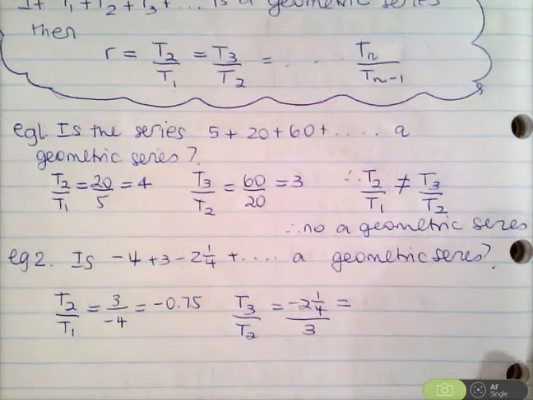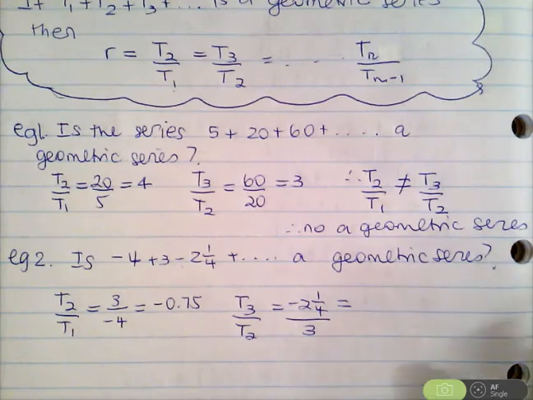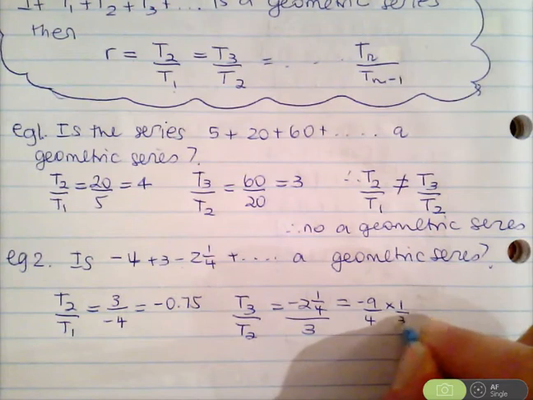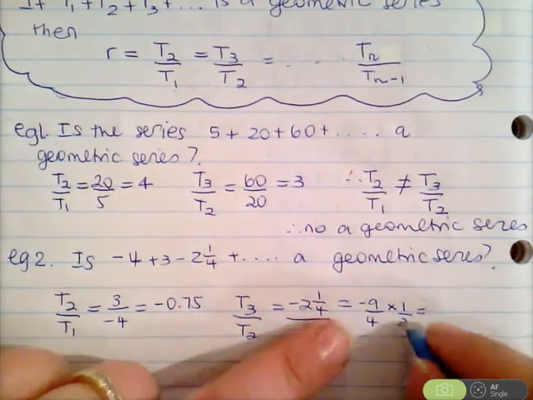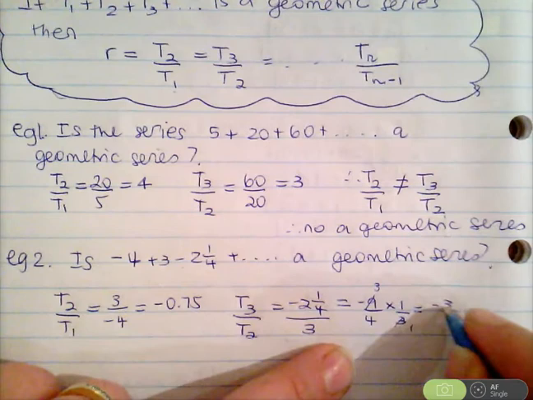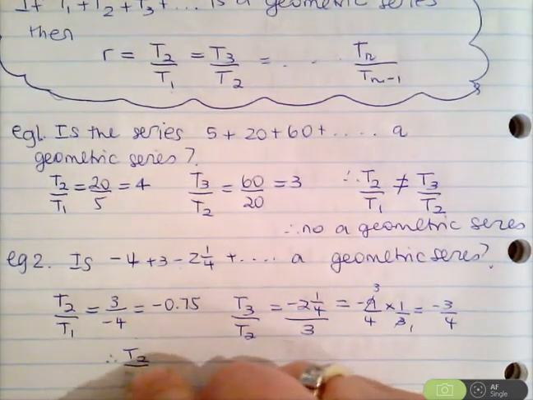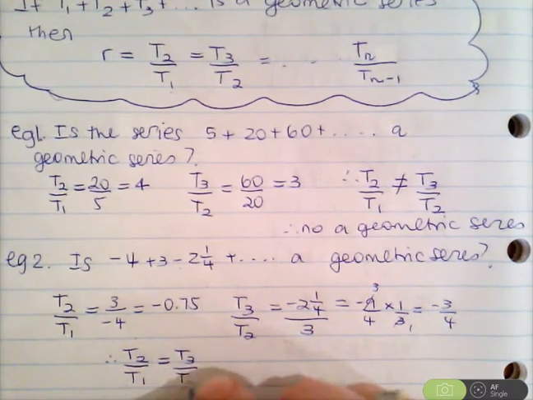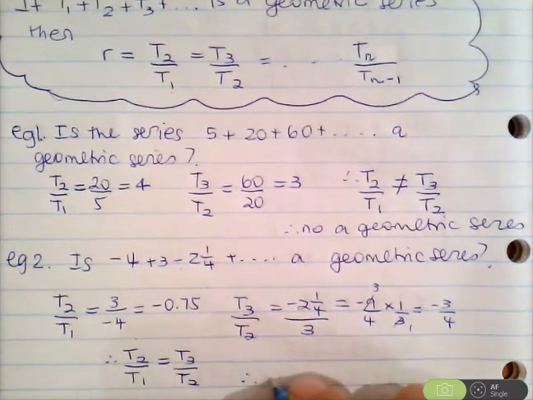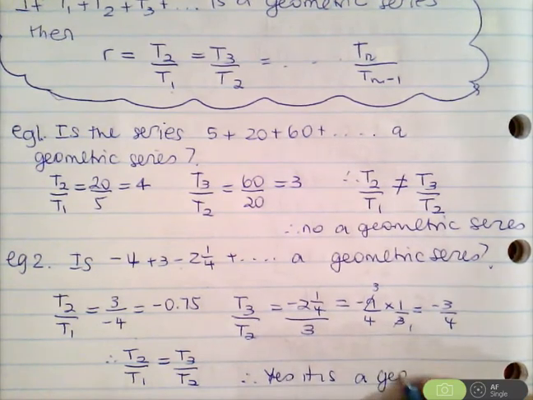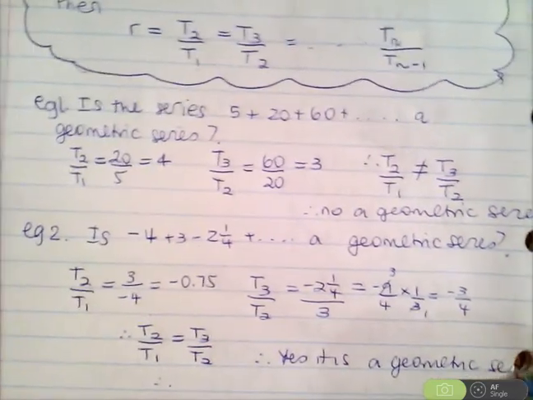Now you can do that on a calculator, or we can change it to an improper fraction. We'd get -9/4. Now divide by 3 is times a third, and with cancelling you will get -3/4, which is the same as that. So therefore T2 over T1 equals T3 over T2. So therefore we have, yes, it is a geometric series.